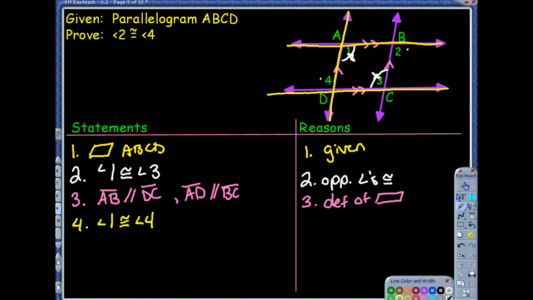And what's the reason that 1 and 4 are congruent? That's because of alternate interior angles. Right. So AIAT theorem. Awesome. AIAT, however I said that.